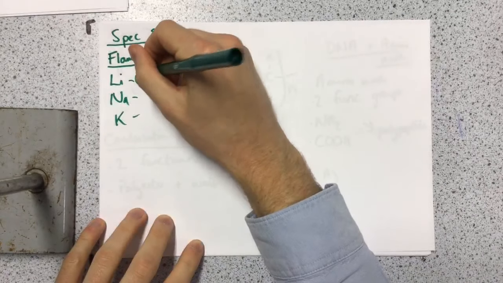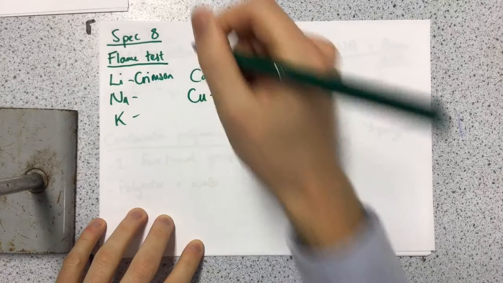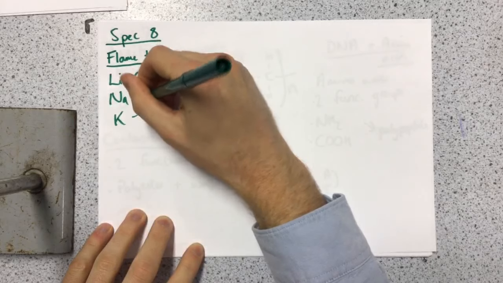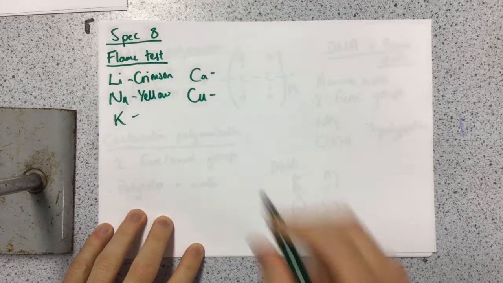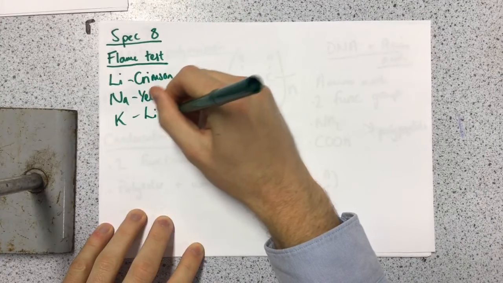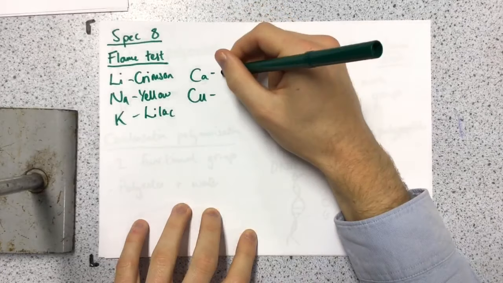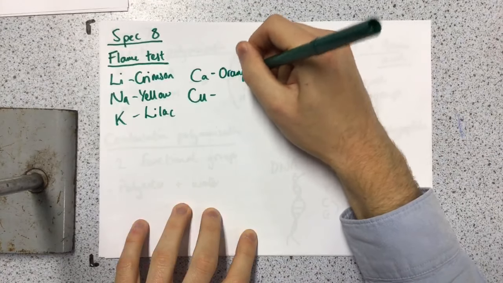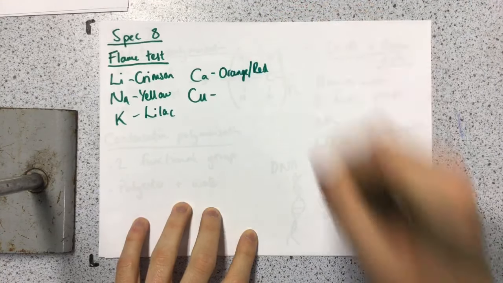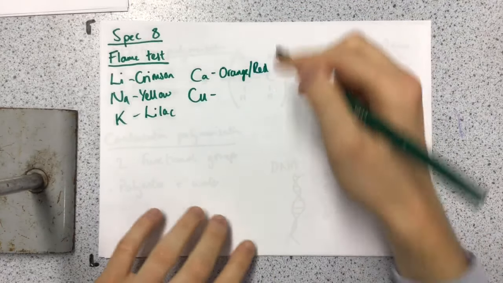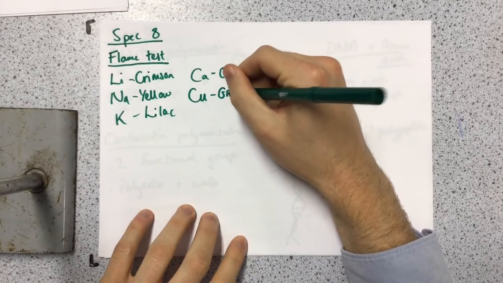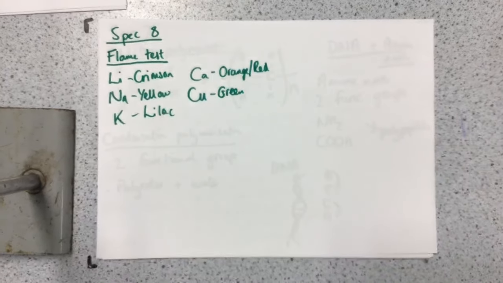So if you see a crimson flame, then you've got some lithium in there. If you see a yellow flame, then you have some sodium. If you see a lilac flame, you have potassium. Calcium is orange-red. I have seen some places refer to it as brick red, but you can say orange-red. And then copper is green. So they're your flame tests for each of those.